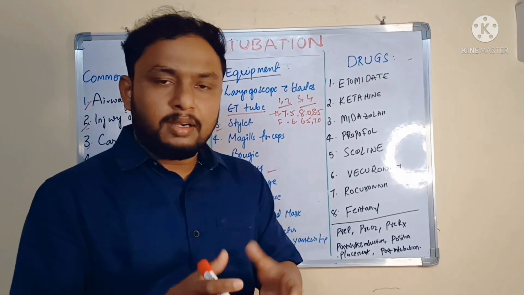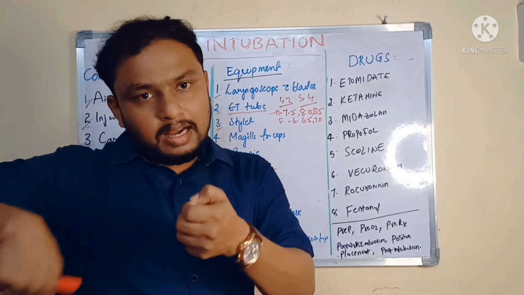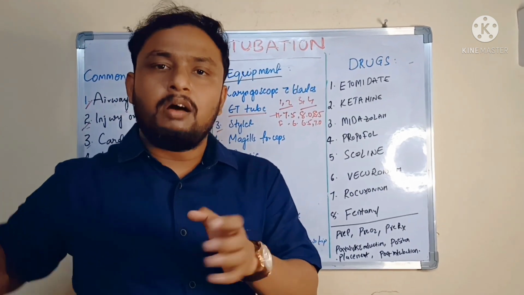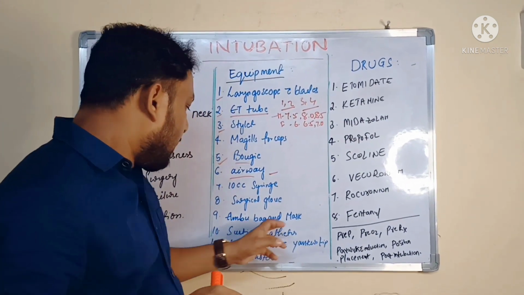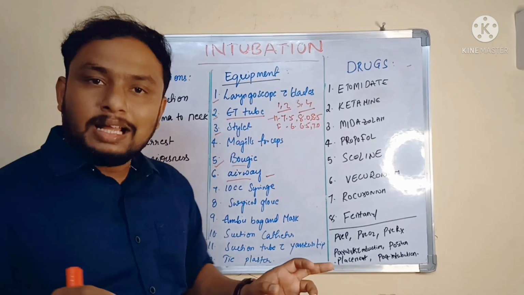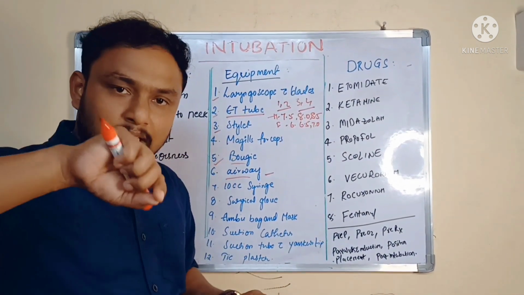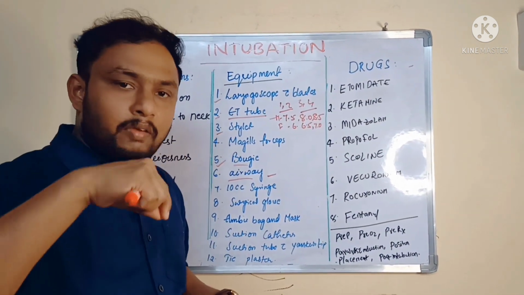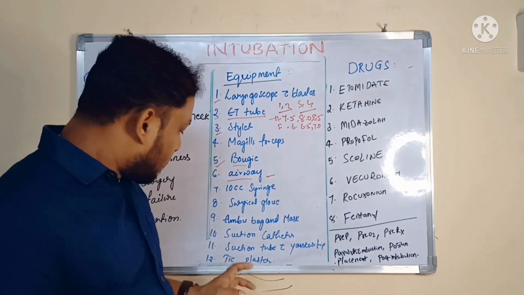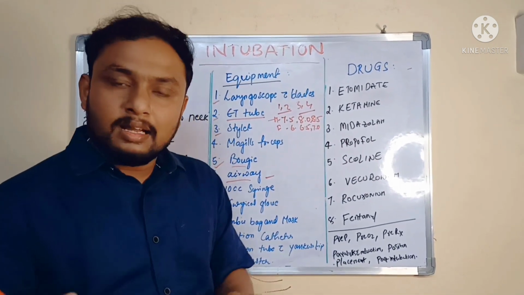Okay, this is very important. An Ambu bag with a mask connected to oxygen if you are in a hospital setting. An Ambu bag with a mask, and suction catheters to be kept ready for suctioning, clearing the airway and oral cavity, removing the secretions, and a suction tube with a Yankauer tip.